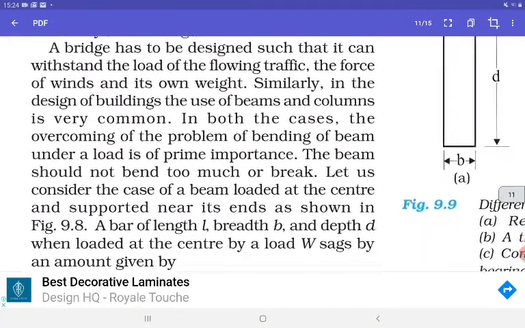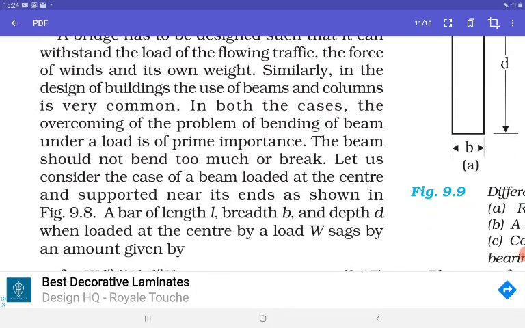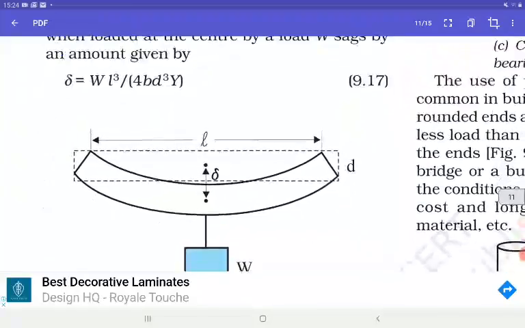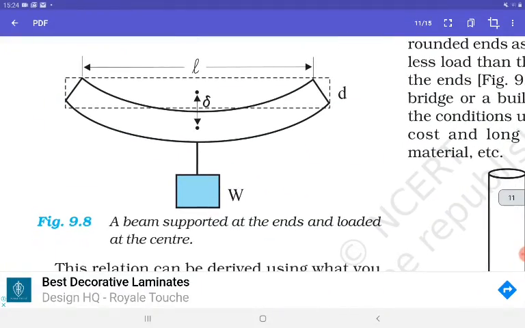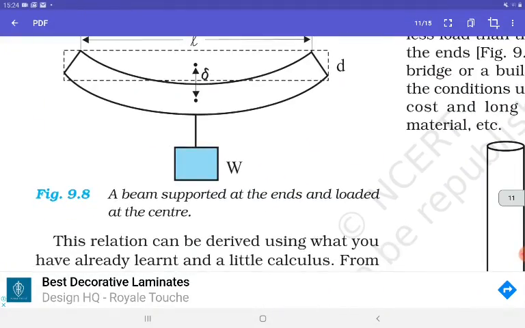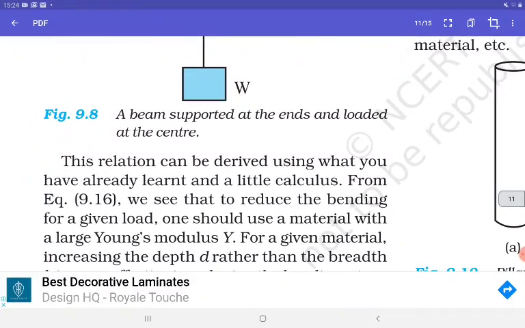Similarly, in the design of buildings, the use of beams and columns is very common. In both the cases, the overcoming of the problem of bending of the beam under a load is of prime importance. The beam should not be bent too much or break. Let us consider the case of beam load. So here we have taken a beam load: a beam supported at the ends and loaded at the center.